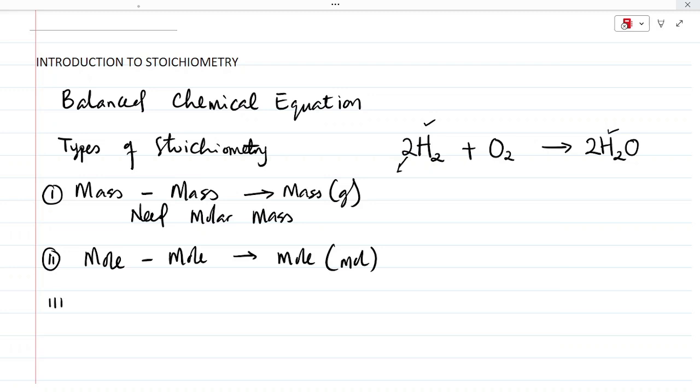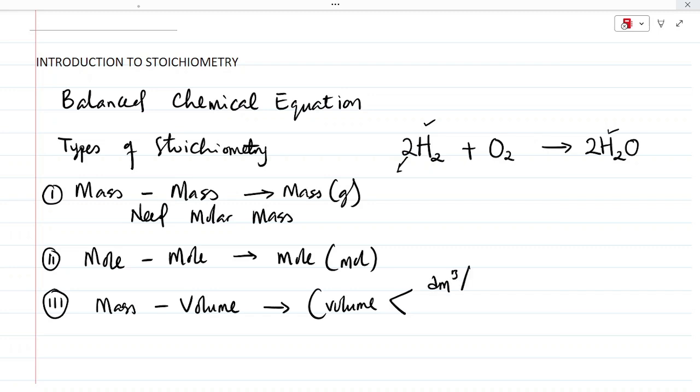And then we can have mass to volume. So I've already said mass is in grams. Volume can be either in decimeter cube or liters, or it can be in centimeter cube.